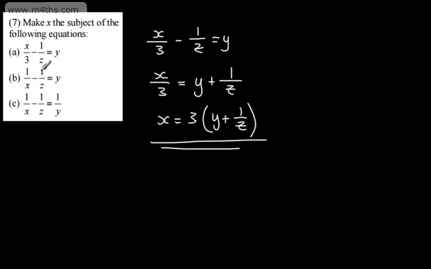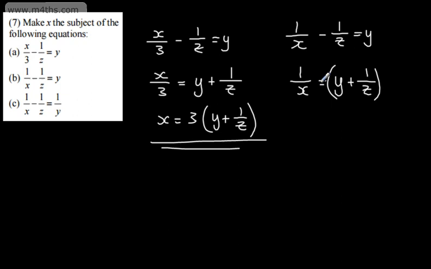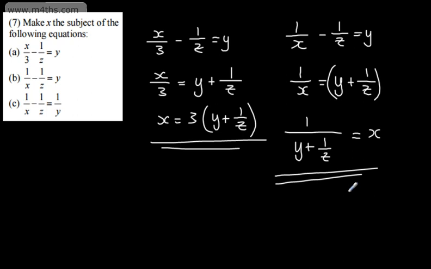Okay, this one right here, slightly more challenging. 1 over x minus 1 over z is equal to y. Straight off we're going to start the same. 1 over x is equal to y plus 1 over z. At this stage, I could simply divide both sides of the equation by this quantity and multiply by x. So I could write this as 1 over (y plus 1 over z) is equal to x. And I have now made x the subject.